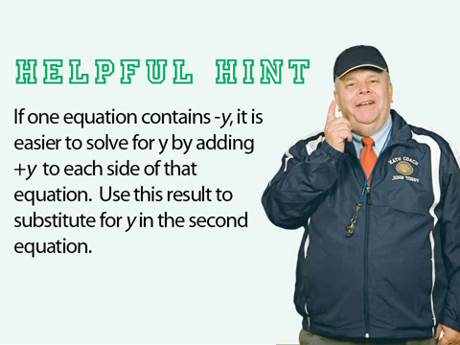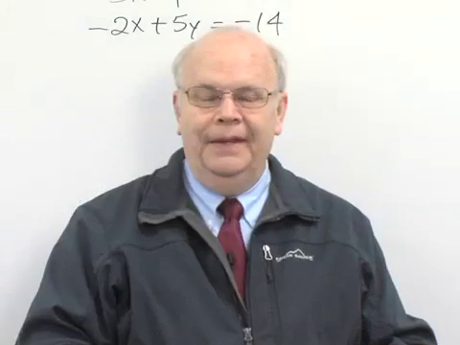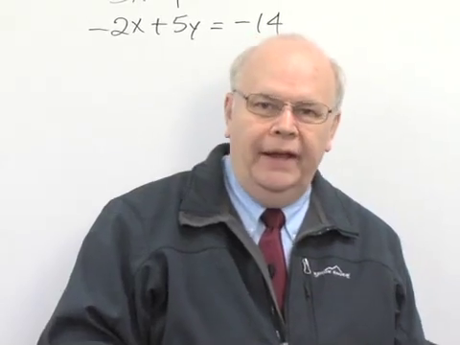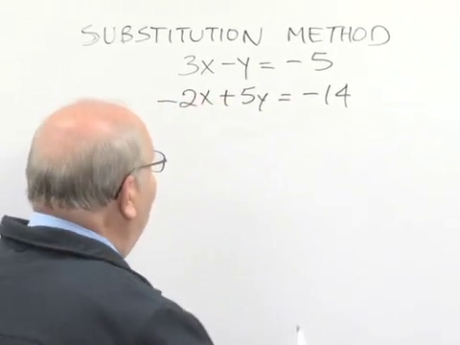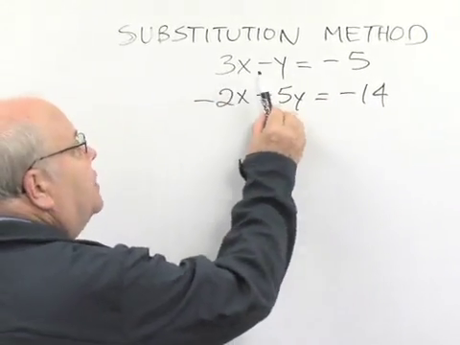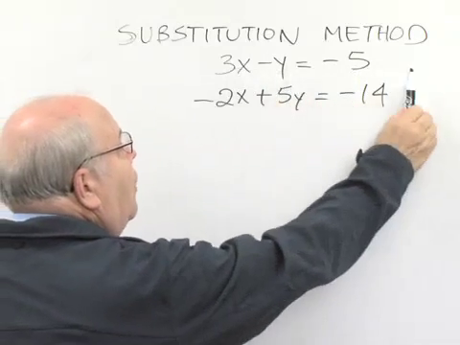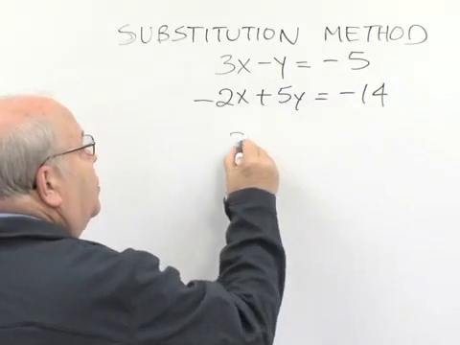If one equation contains negative y, it is easier to solve for y by adding plus y to each side of that equation. Use this result to substitute for y in the second equation. Now, let's see how we can actually solve for y in the first equation. We have the equation 3x minus y equals negative 5. I'm going to add y to each side of the equation.